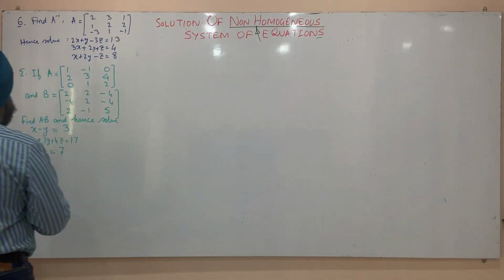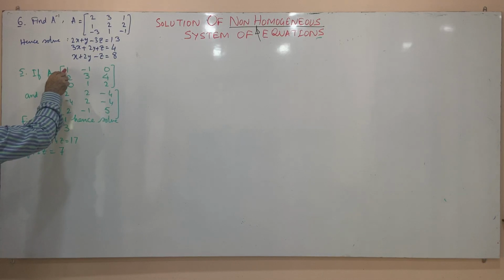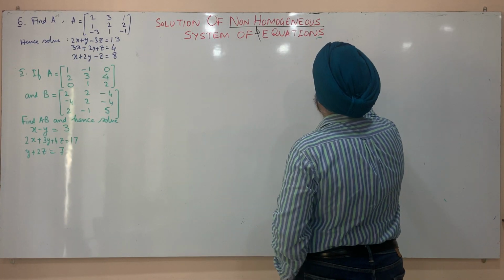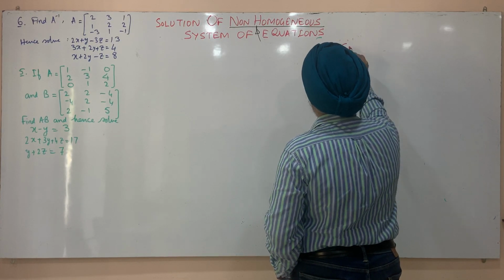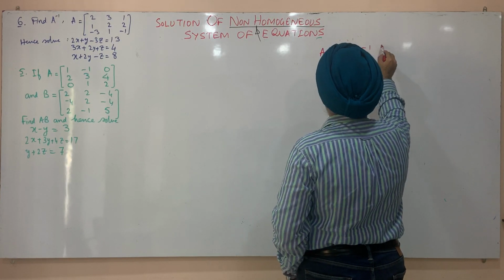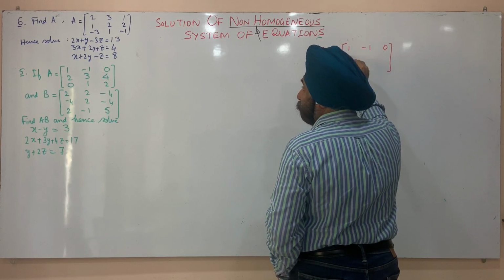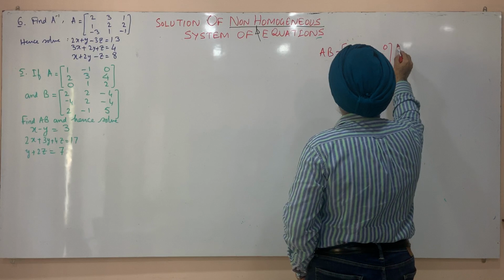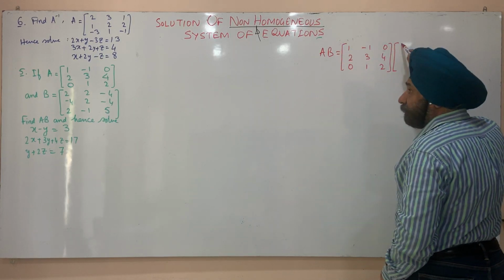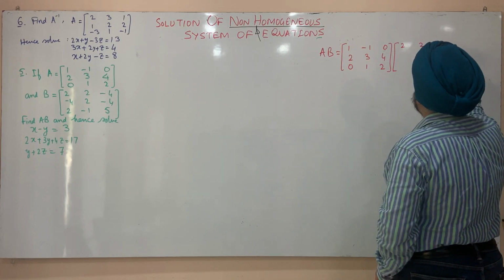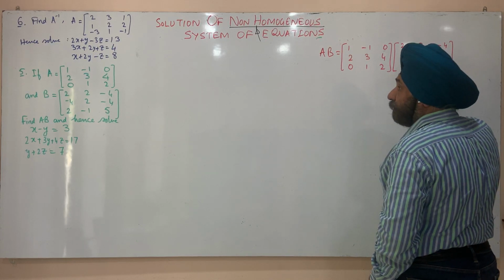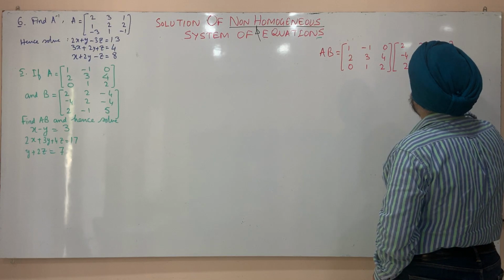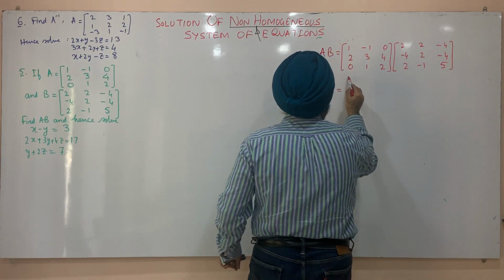Okay, let me multiply A and B. I write A here. This is AB. This is matrix A. 1 minus 1 0, 2 3 4, 0 1 2. B, the second given matrix. 2 2 minus 4, minus 4 2 minus 4, 2 minus 1 and 5.